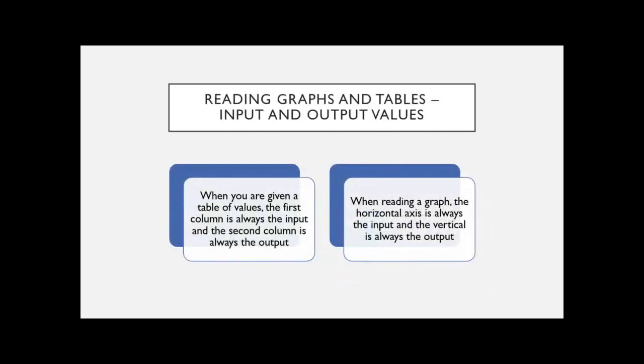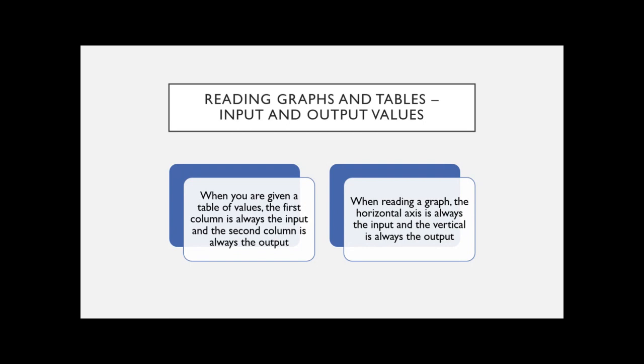When we're reading graphs and tables, it's important to understand what it means so that you can read it properly. When you're given a table, you have two columns, and the first column is always your input, and the second column is always going to be your output. So if you're creating data, that's how you want to create your table: the first column is your input, your second column is your output.